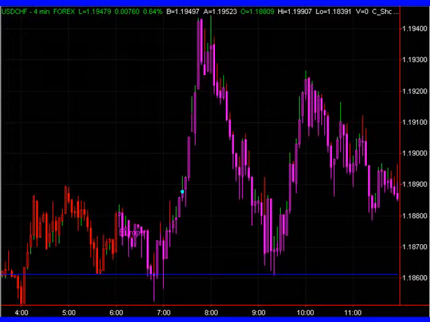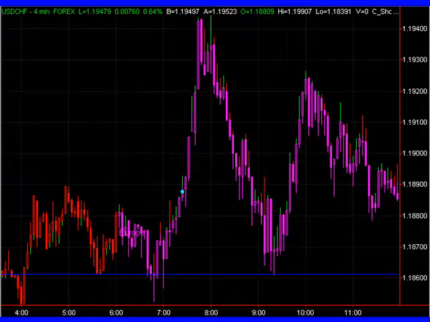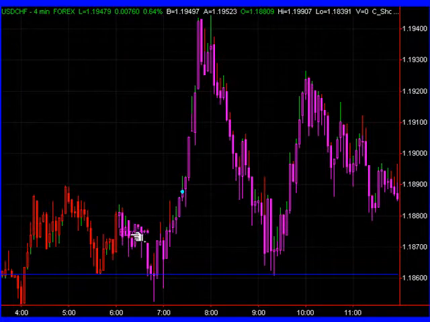Right, selected trade of the week, 4-minute chart here of the Swiss franc. As you can see, we've got the colours, and on the colours here, the red bars denote the Asian session, and the purple bars here denote the UK session.